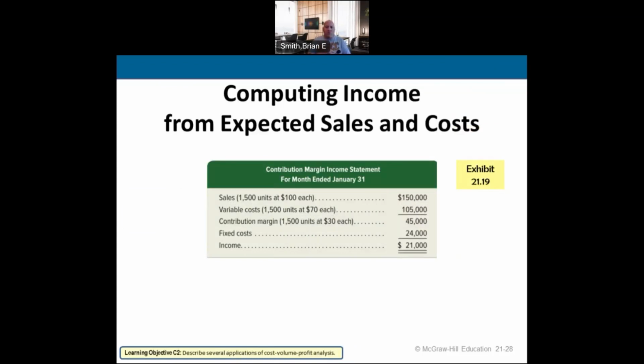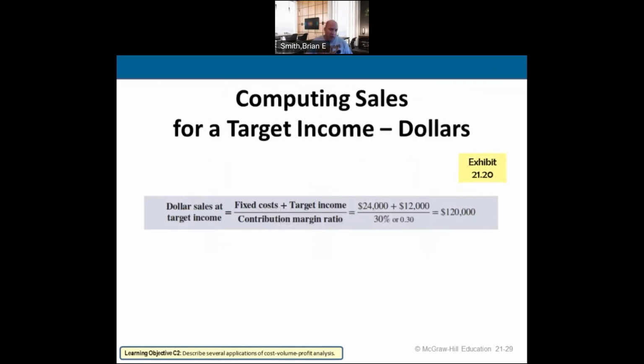But what we're going to focus primarily on is computing target sales. We're not going to just say, hey, how much money are we going to make if we sell this number of units? We want to know how many units we need to sell in order to make a specific target income. So let's look at it from the perspective of a target income, in terms of target income in dollars and target income in units.